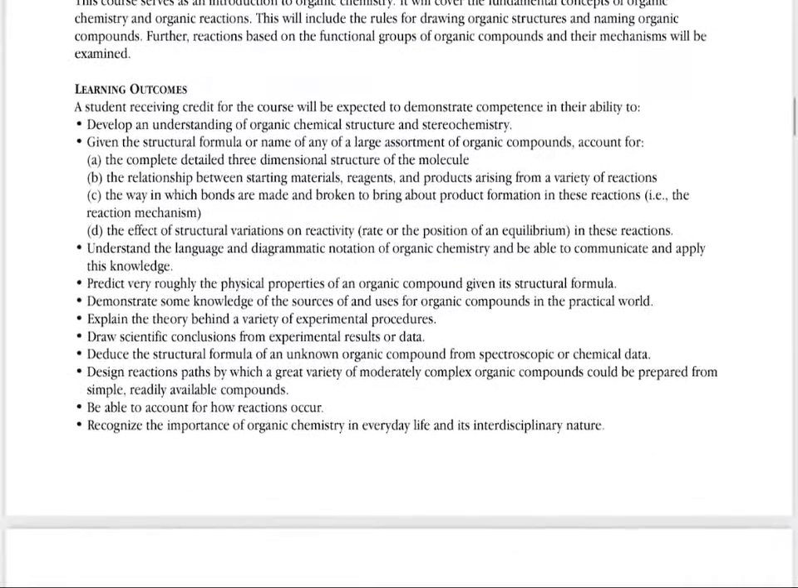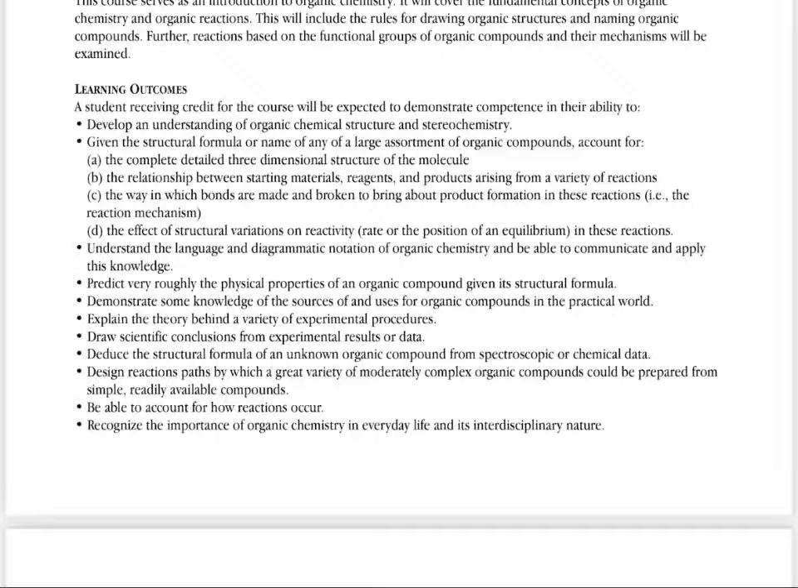Learning outcomes. A student receiving credit for the course will be expected to demonstrate competence in their ability to develop an understanding of organic chemical structure and stereochemistry, given the structural formula or name of any of a large assortment of organic compounds, account for A, the complete detailed three-dimensional structure of the molecule, B, the relationship between starting materials, reagents, and products arising from a variety of reactions, C, the way in which bonds are made and broken to bring about product formation in these reactions, that is, the reaction mechanism, and D, the effect of structural variations on reactivity, the rate or position of an equilibrium in these reactions.